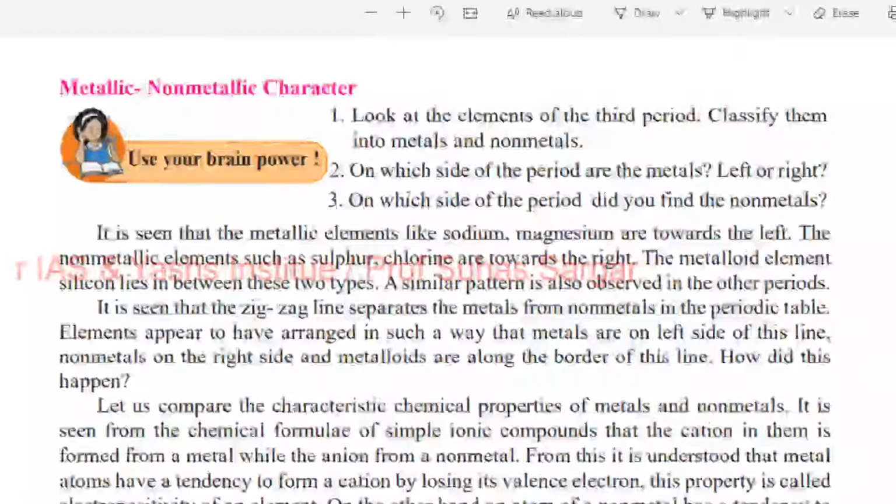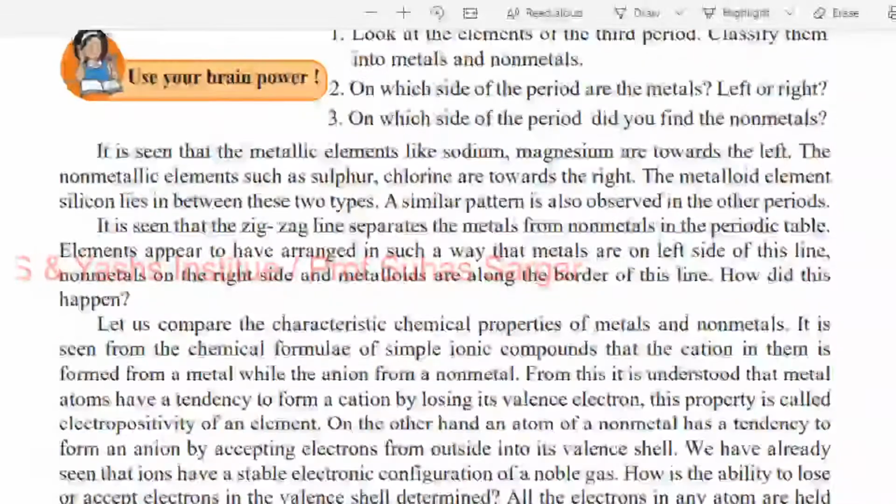The elements appear to be arranged in such a way that the metals are on the left side of this line, non-metals on the right side, and metalloids are along the border of this line. How did this happen? Let us compare the characteristic chemical properties of metals and non-metals.